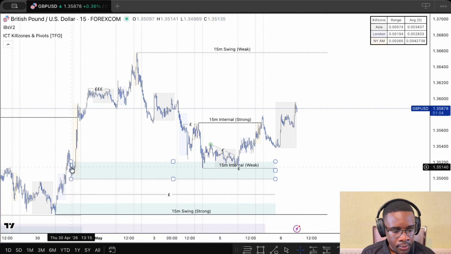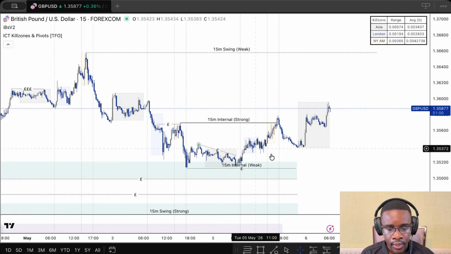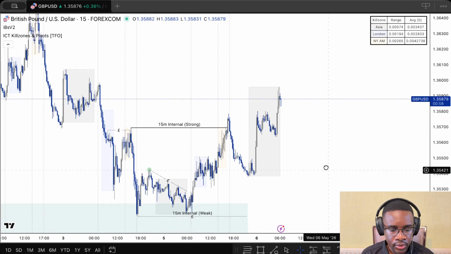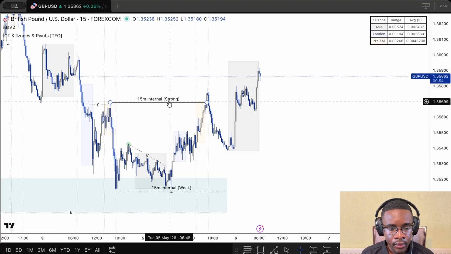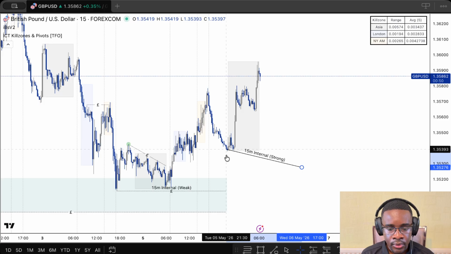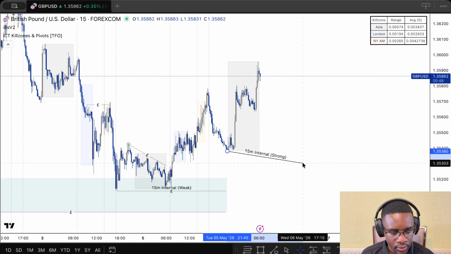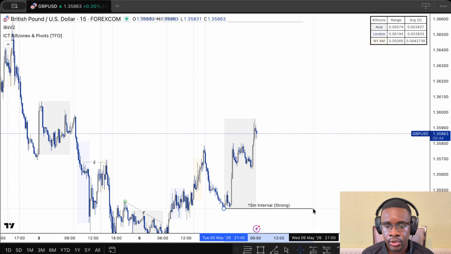So price came in, mitigated the decision now, and price has pushed up. So our internal structure, we now have boom, boom, boom. So internal shifted bullish. This is our current range, current internal range.